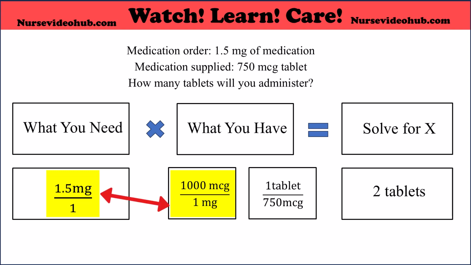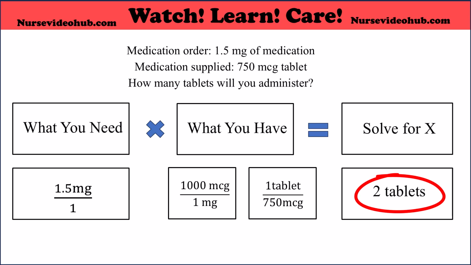Place the milligrams on the bottom of the fraction so that they cancel out with the milligrams in 1.5, leaving micrograms. Then write the available medication in a fraction with the micrograms set up so that they cancel out, 1 tablet over 750 micrograms. You calculate the answer by multiplying across. The milligrams and micrograms cancel out, leaving tablets. 1.5 times 1,000 divided by 750 equals 2.